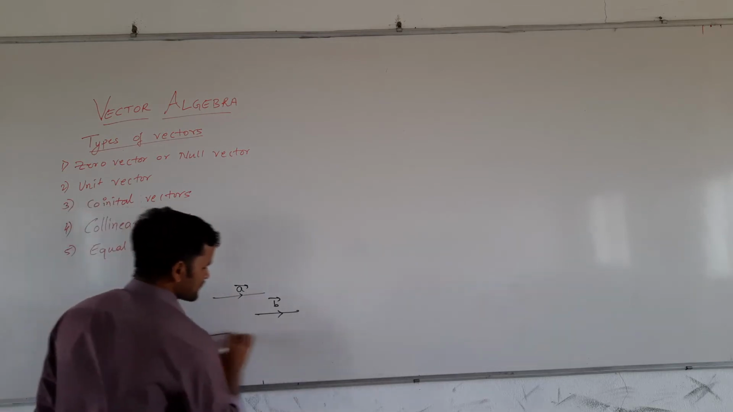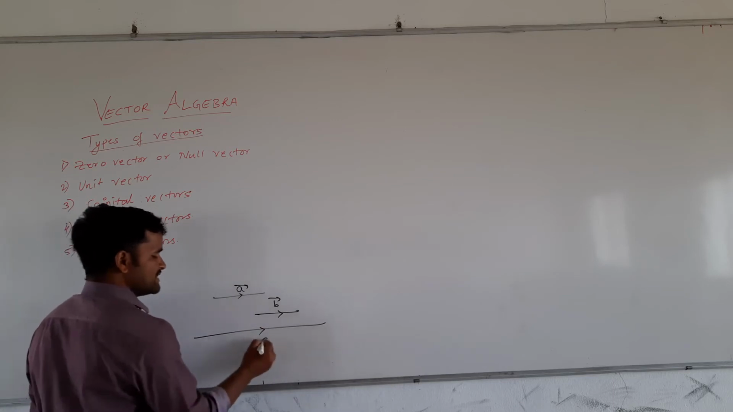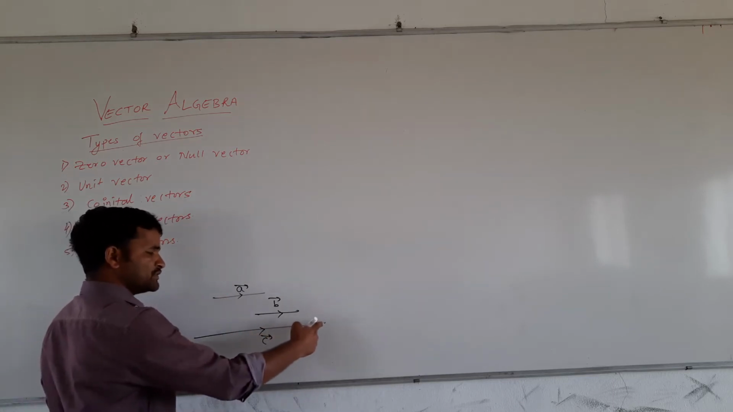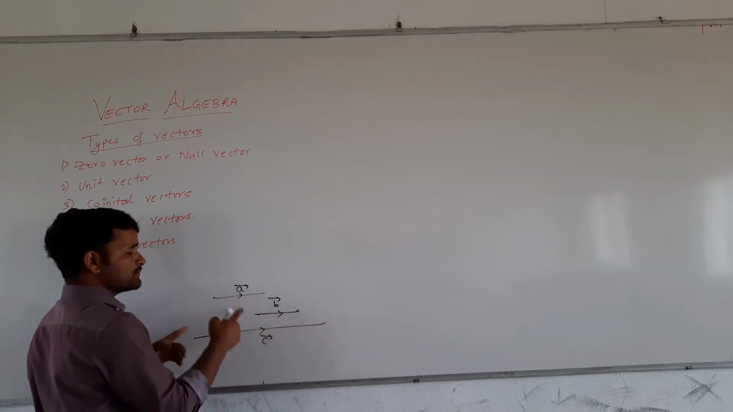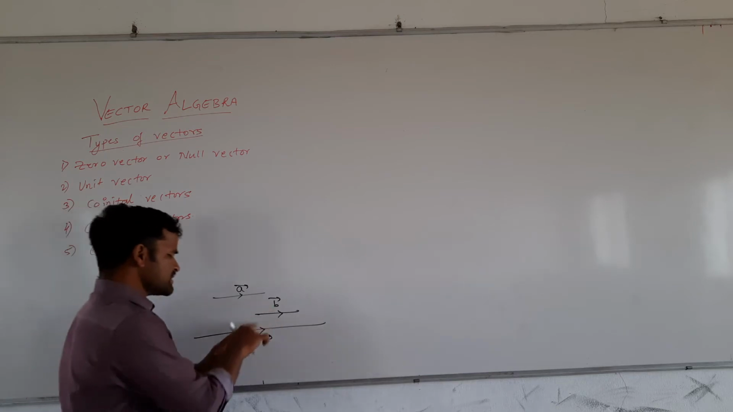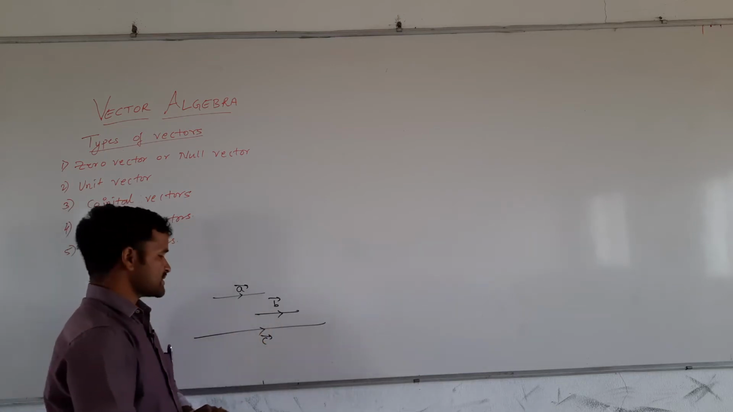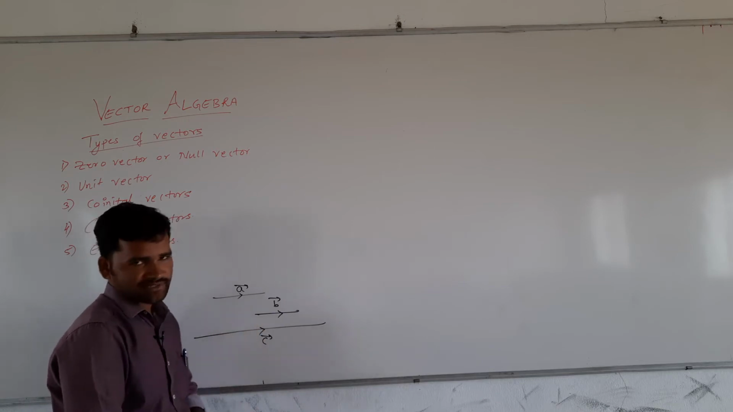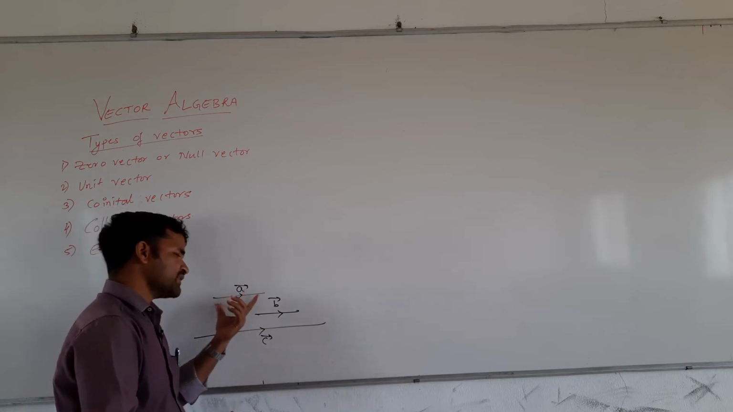Having the 2 units of magnitude and same direction are called equal vectors. But if I consider vector C, you see here vector C has the same direction, but what about its magnitude? Its magnitude is different, you know. So A and C are not equal vectors. In the same way, B and C are not equal vectors.